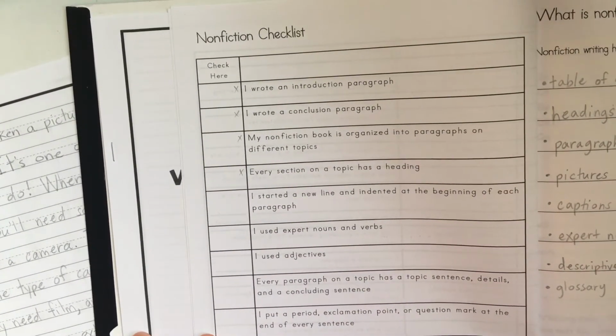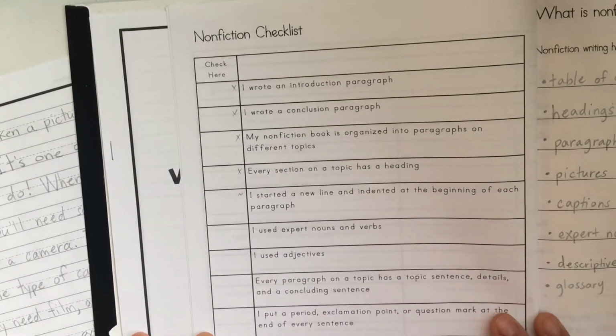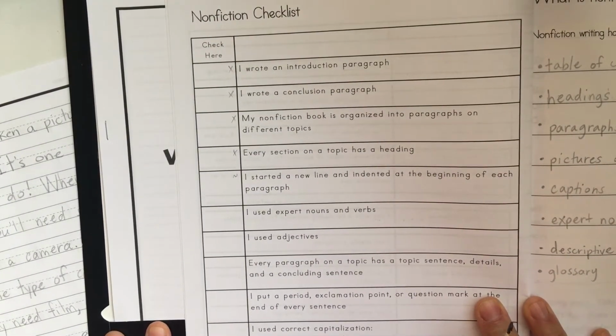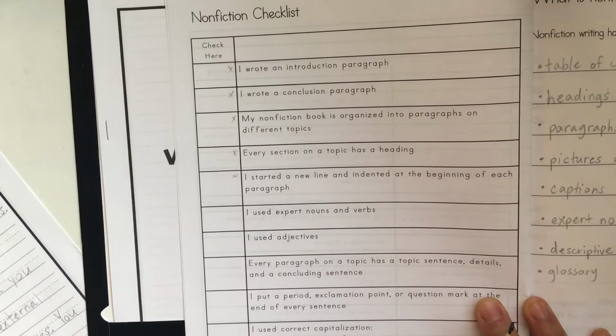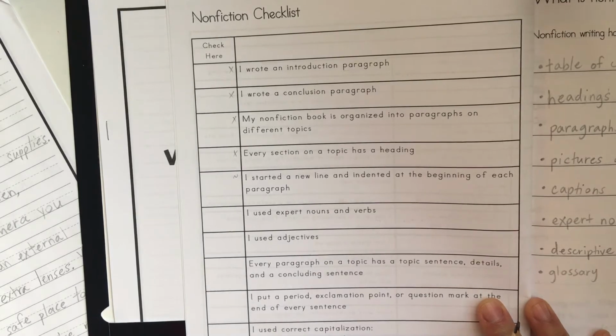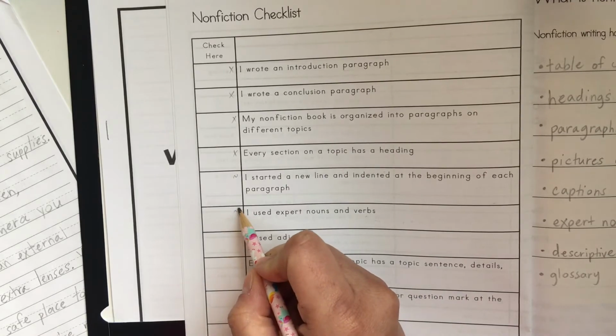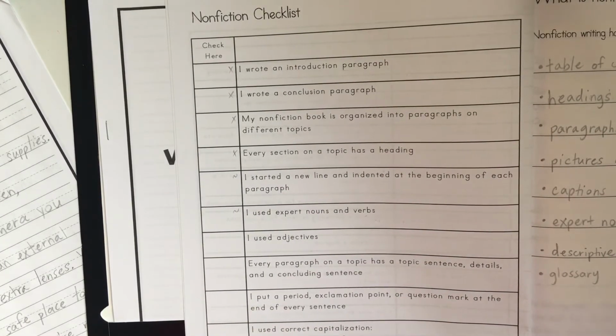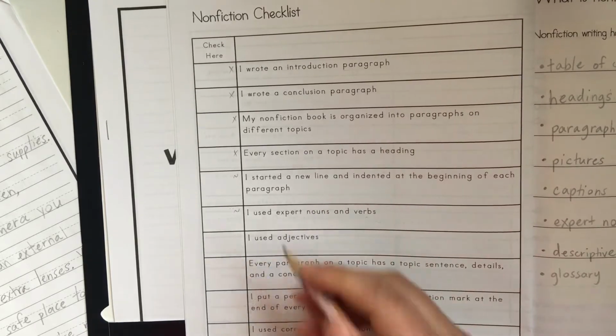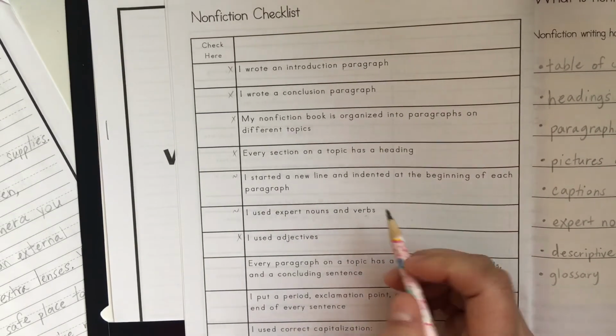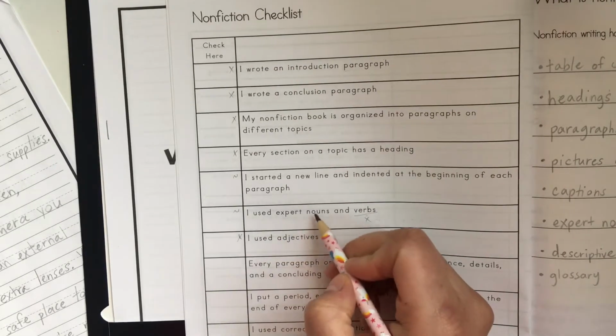I started a new line and indented at the beginning of each paragraph. I indented, but I only have one paragraph, so kind of. I'm going to put a squiggly line, kind of. I used expert nouns and verbs. I did have some expert nouns, like film and flash and tripod and lenses. Don't think I had any expert verbs, though. So, kind of. I used adjectives. I don't think I described these things, so no. So I need to work on the verbs. That's the one. I got the nouns.